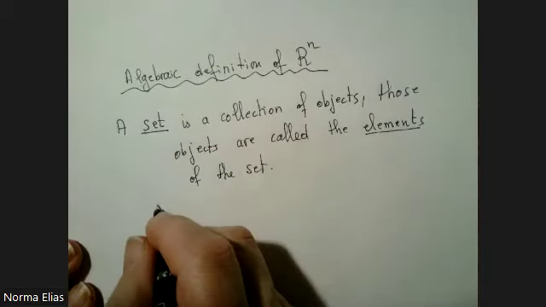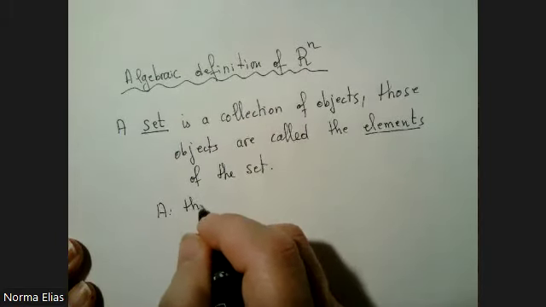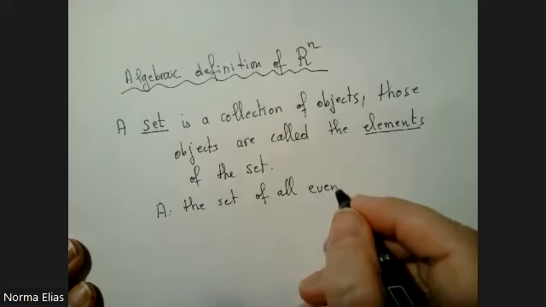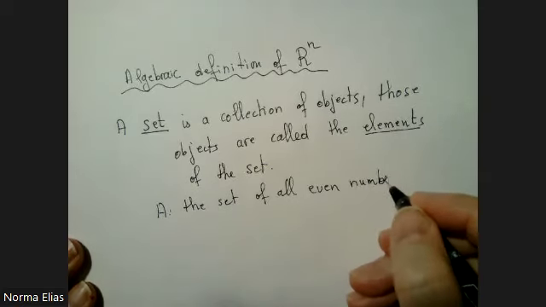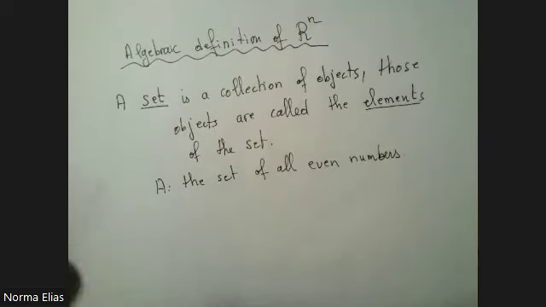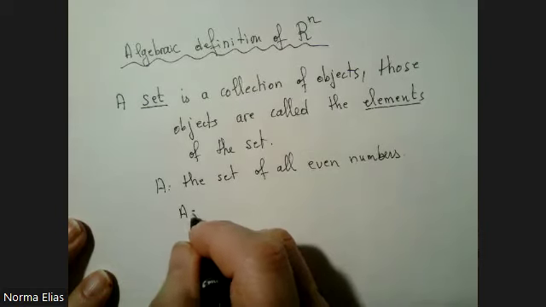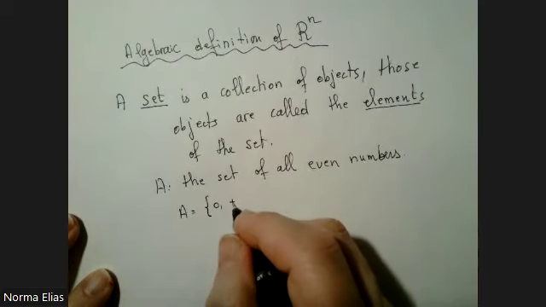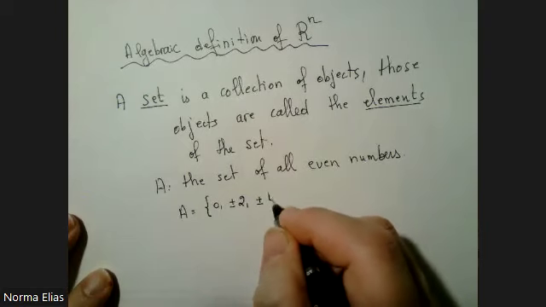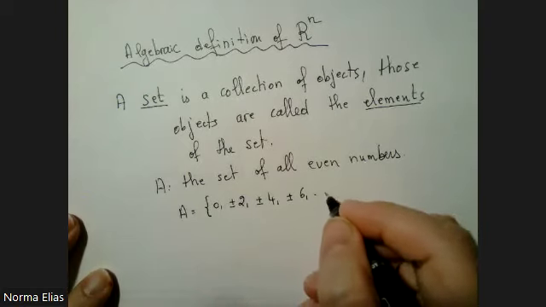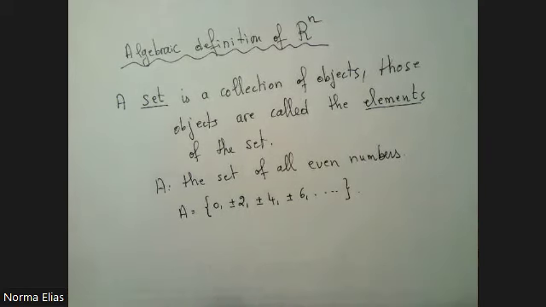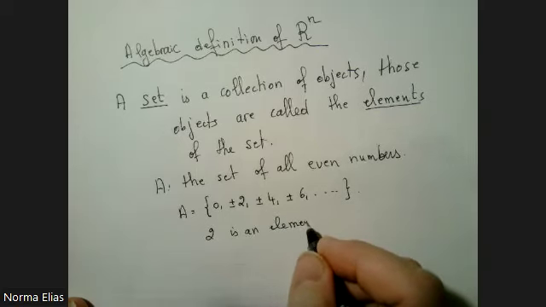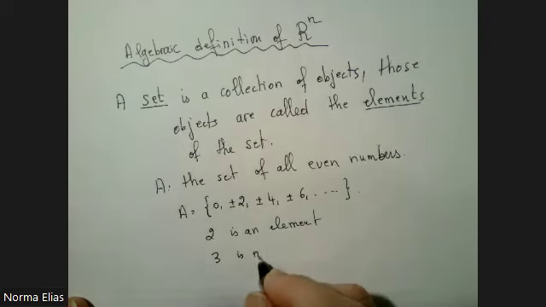So for example, I can say let A be the set of all even numbers. So it's a collection of objects. The objects here are the even numbers. That's really what A is. So A in my mind consists of, sometimes we use brackets to represent a set, 0, 2, plus or minus 2. Those are the even numbers. Plus or minus 4, plus or minus 6, etc. So that's the collection. So 2 is an element of A. It means it's one of those objects. 3 is not an element.